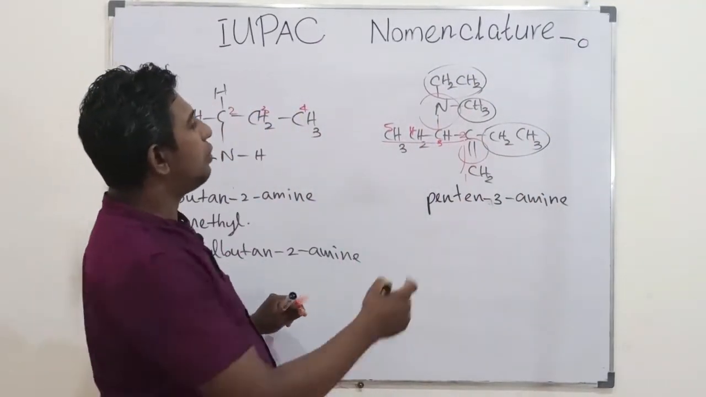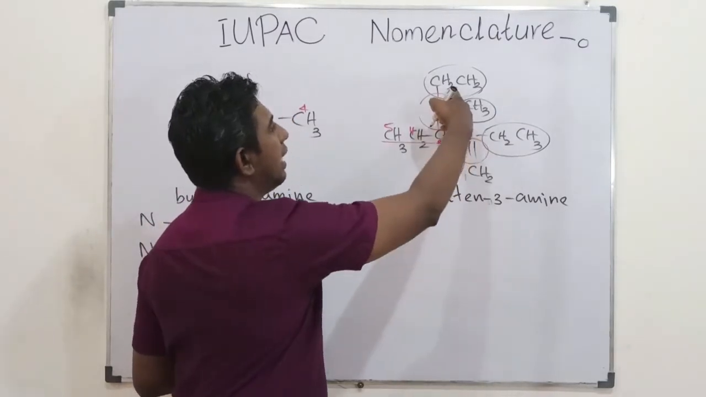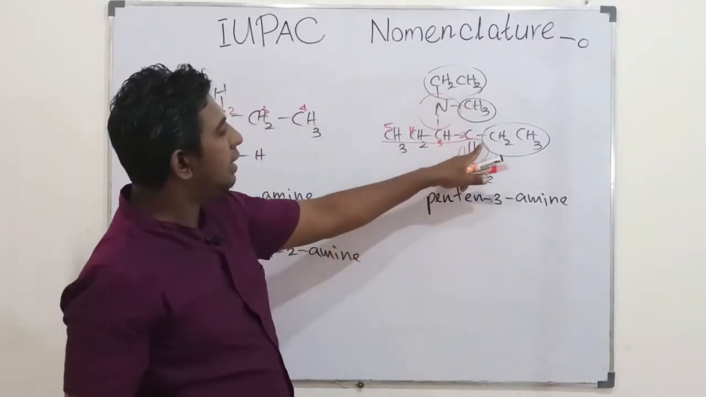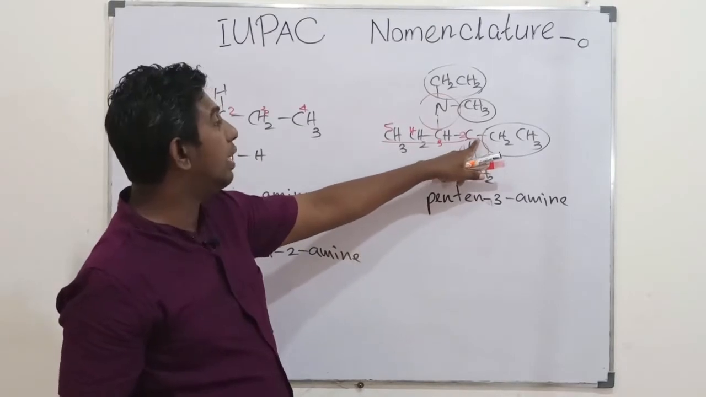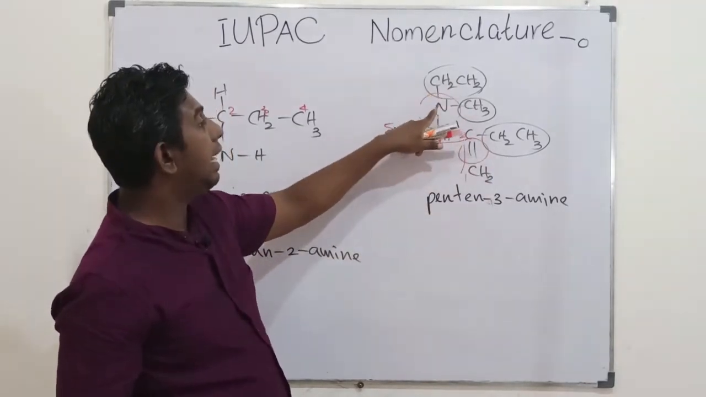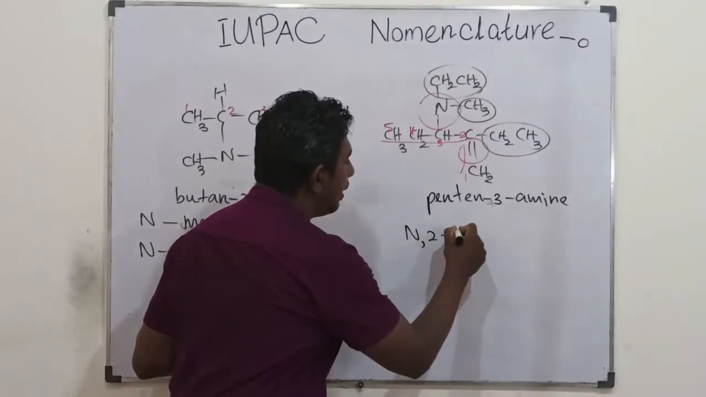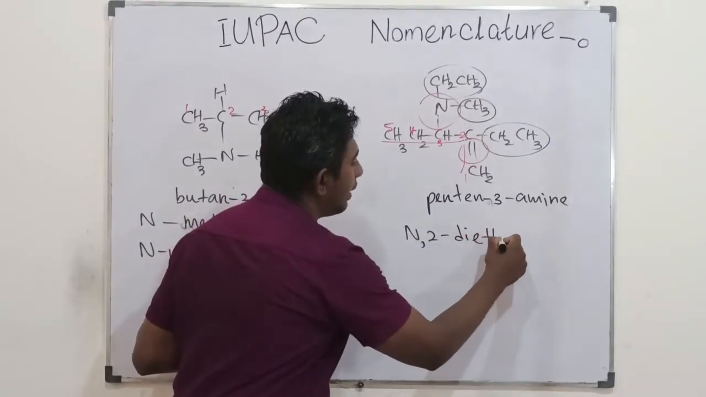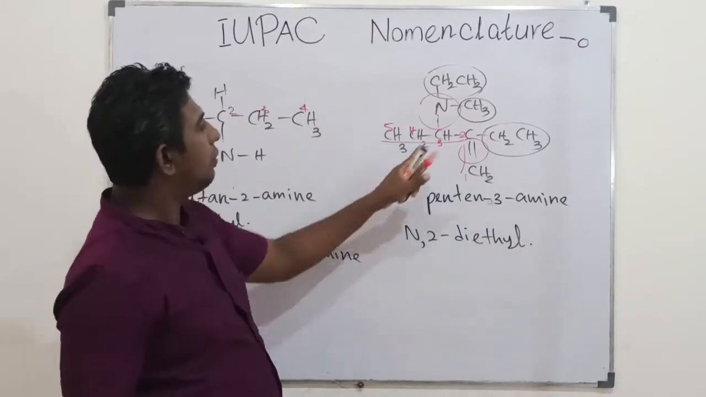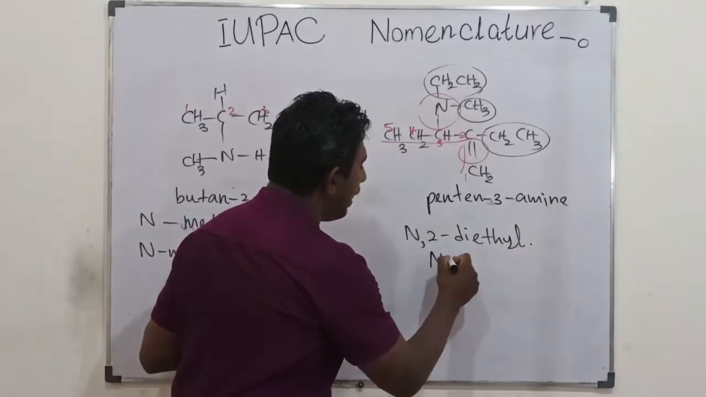So you have two ethyl groups. One is here, the other one is there. This ethyl is 2-ethyl, on the second carbon you have an ethyl. This ethyl is N-ethyl. It is N,2-diethyl. Then you have a methyl on the nitrogen, N-methyl.